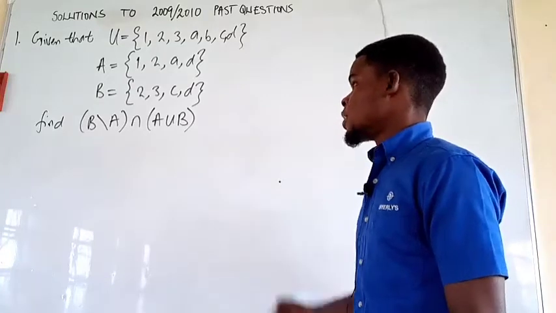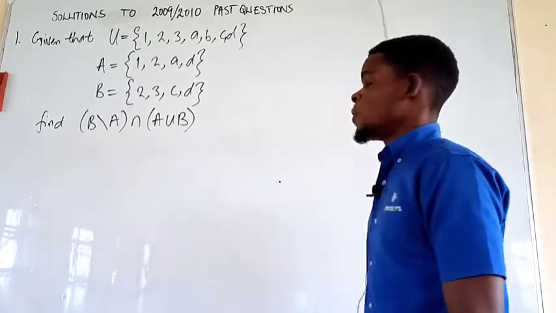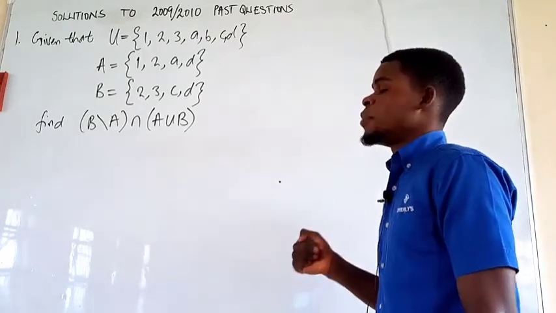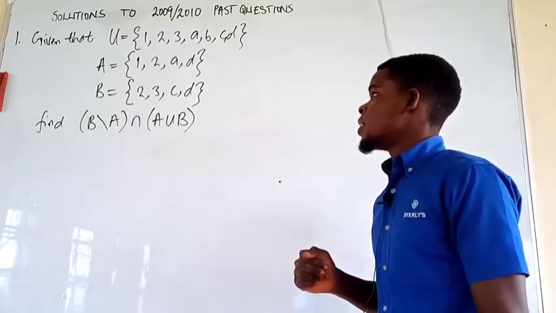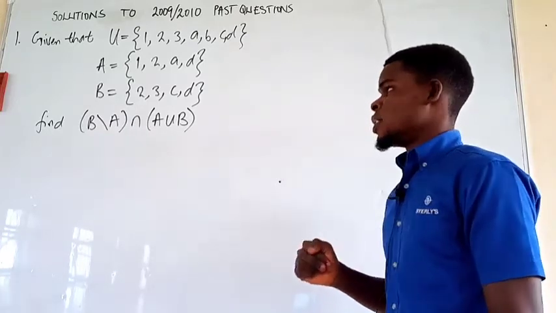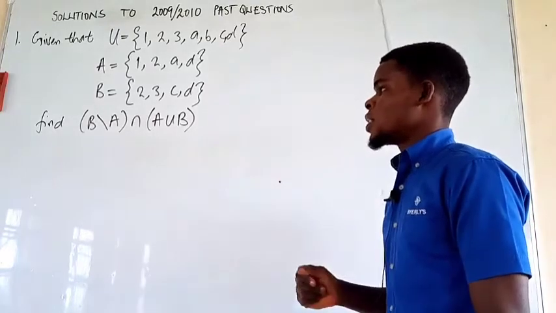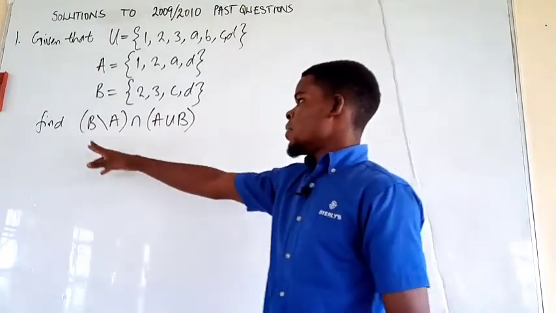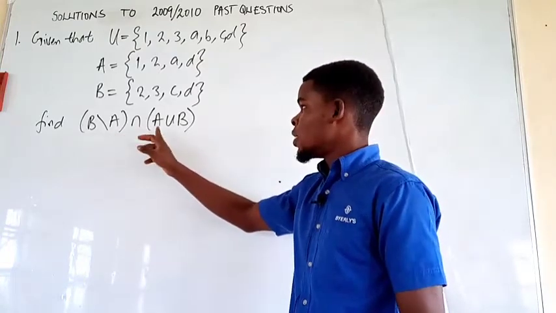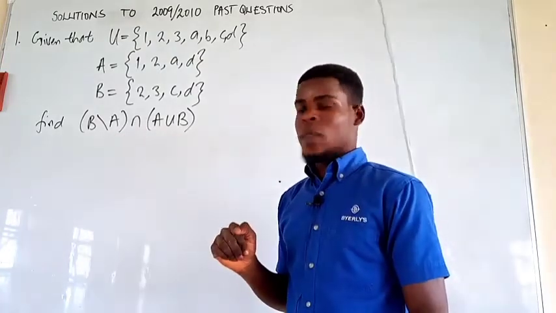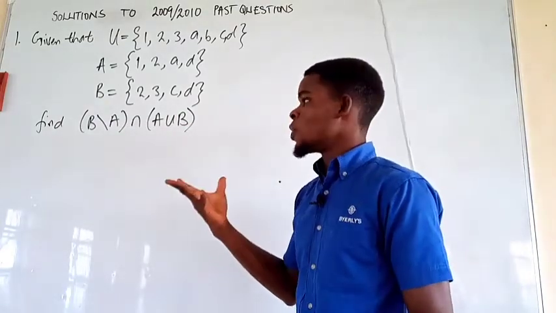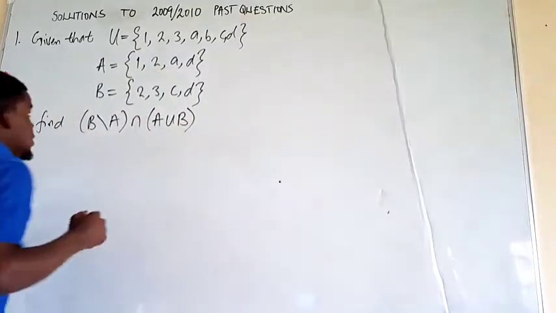The first question here is that, given that the universal set U is equal to {1, 2, 3, A, B, C, D}, and a set A is {1, 2, A, D}, and a set B is {2, 3, C, D}. Those are the elements of the sets. You should find B backslash A intersecting with A union B. By these notations, we are just going to make use of their definitions, and go ahead and answer the question.